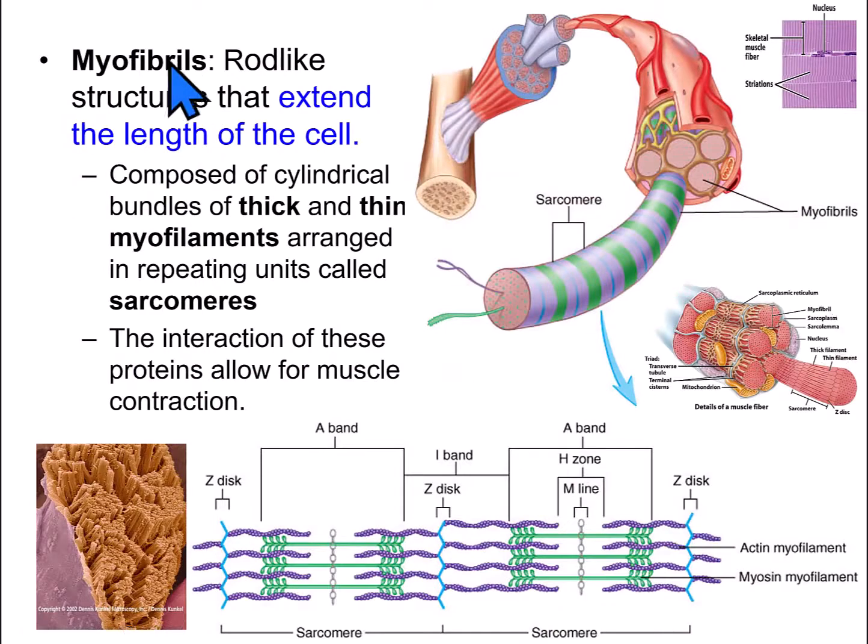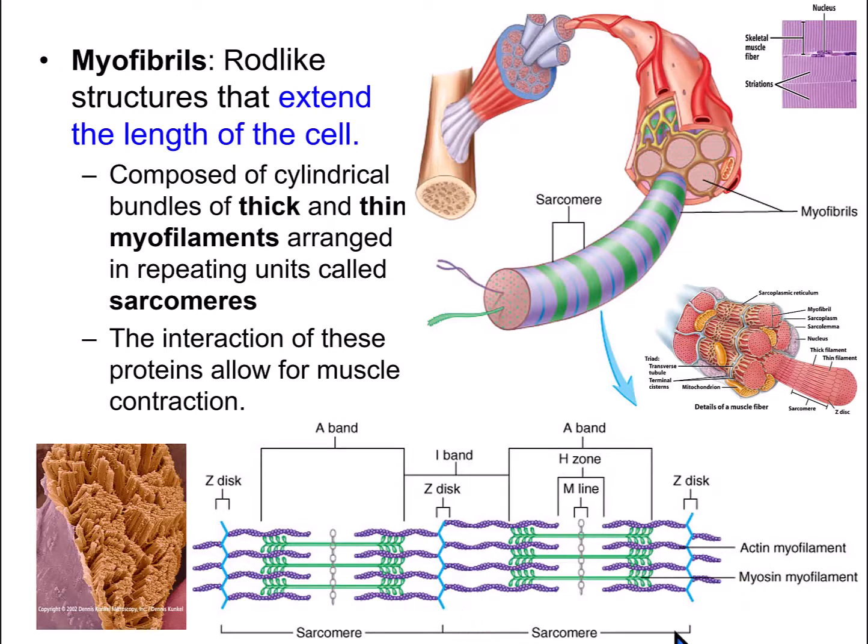So we look at the myofibrils. Well, these are rod-like structures that extend the length of the cell. So we're looking at this muscle cell here. These myofibrils go all the way down that muscle cell. Myofibrils are composed of cylindrical bundles of thick and thin myofilaments arranged in repeating units called sarcomeres. And that's just right here.